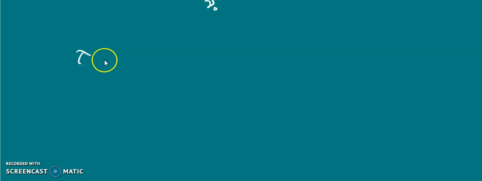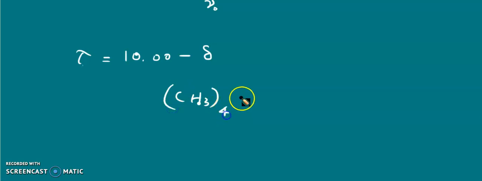So tau is equal to 10 minus delta. Here delta is the chemical shift. The reference compound used for calculating tau or delta is generally tetramethyl silane, which is abbreviated as TMS.